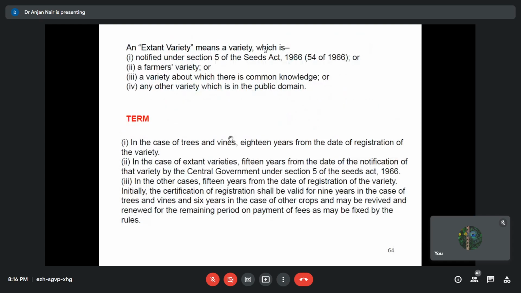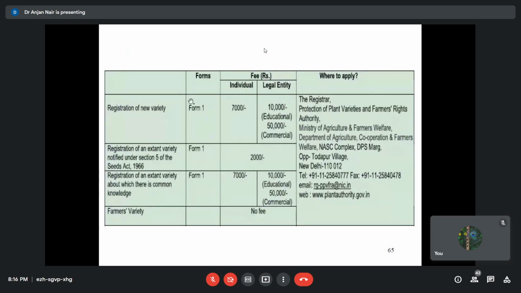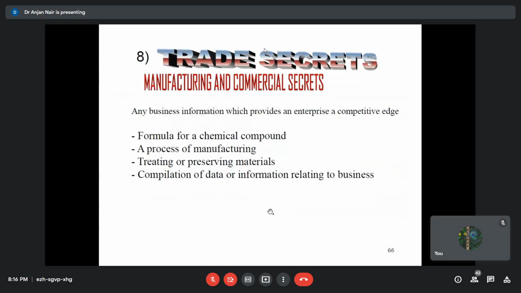In the case of trees, vines and things like that, people do file patents for this. Fees and things like that, I'm not going into detail, but you should be aware that this is the seventh IP. The last IP, with which we'll be concluding, is the trade secret.